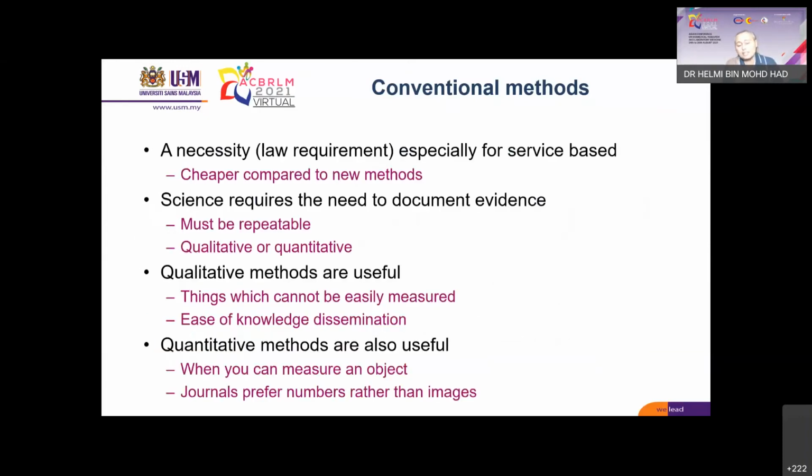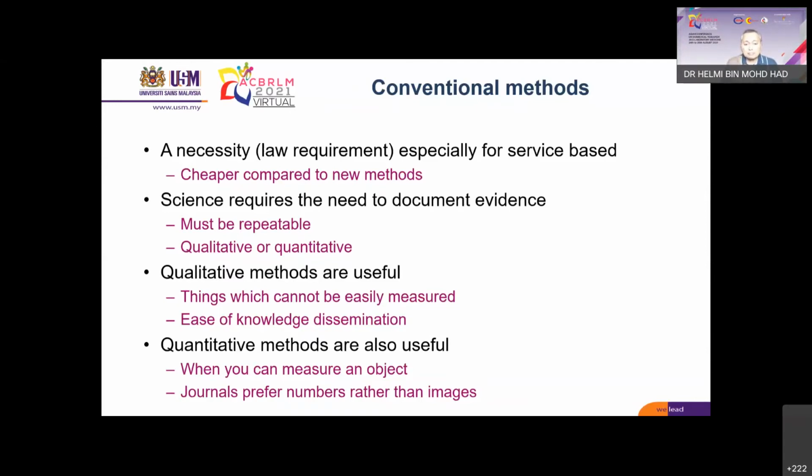So for conventional methods, we still rely on all the methods, either qualitative or quantitative, because of law requirements, especially for service-based work. Those in the Ministry of Health need to do the postmortem. And it is cheaper compared to newer methods. A physical dissection of the human body is still cheaper compared to a virtual dissection, simply because the machine for virtual dissection is very expensive. The science needs to be very sound, and it must be repeatable. So most of the literature is actually for conventional analysis compared to newer techniques.